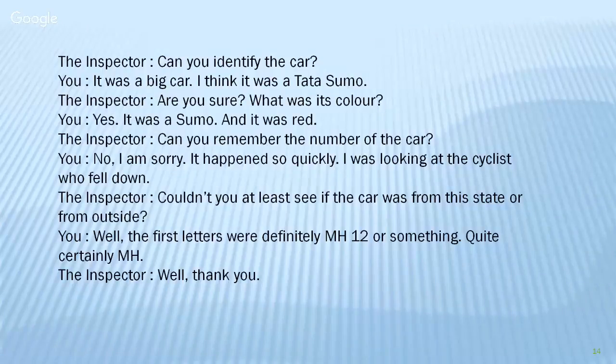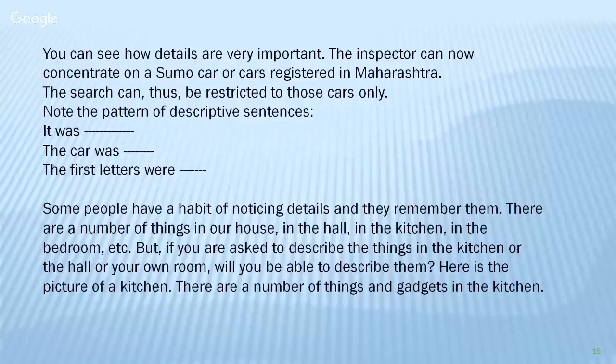You can see how details are very important. So when we give details like this, you now understand how important they are in this situation. The inspector can now concentrate on a Sumo car or cars registered in Maharashtra. The search can thus be restricted to those cars only. Know the pattern of descriptive sentences.